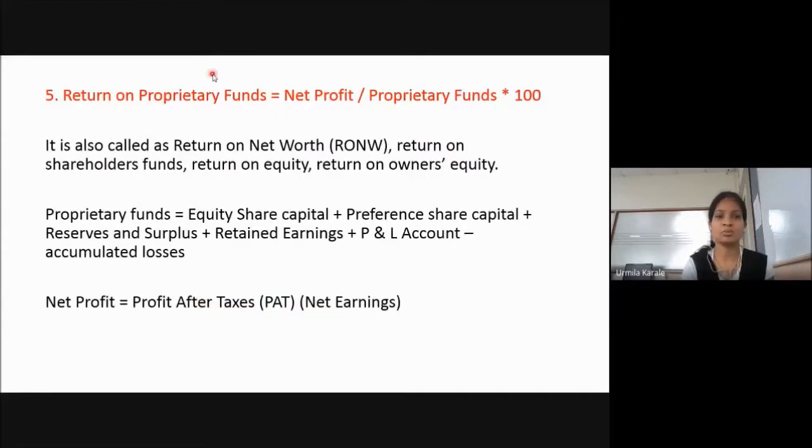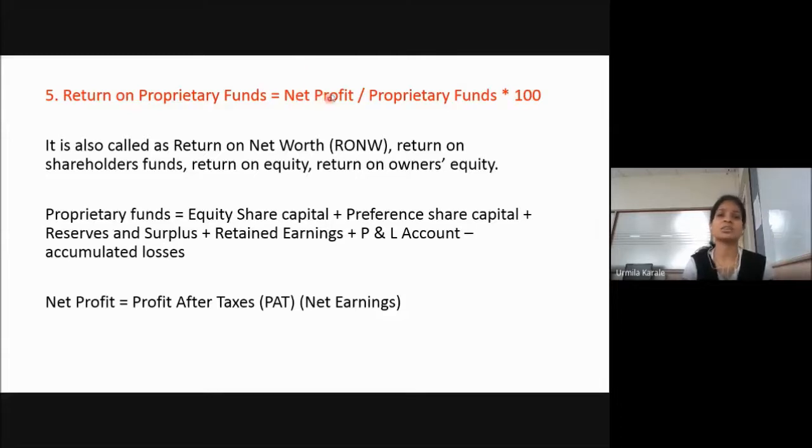Then return on proprietary fund. Proprietary fund means owner's funds. When we say proprietary fund, equity share capital, preference share capital, reserves, retained earnings, all this will be covered, right? So we are comparing return. When we say return normally, we are referring to net profit. Just try and remember the formula with some logic. So when we say return, we are specifically talking about net profit only.